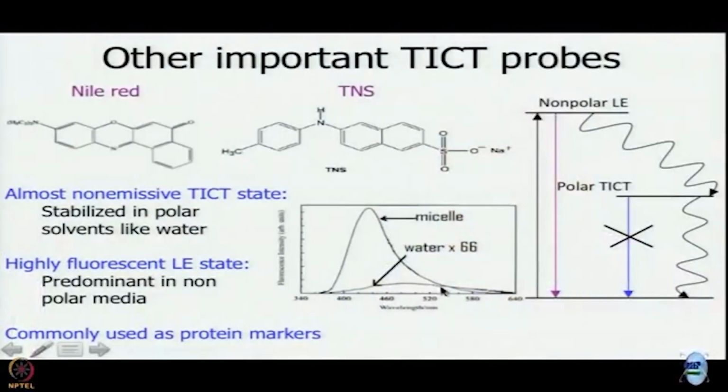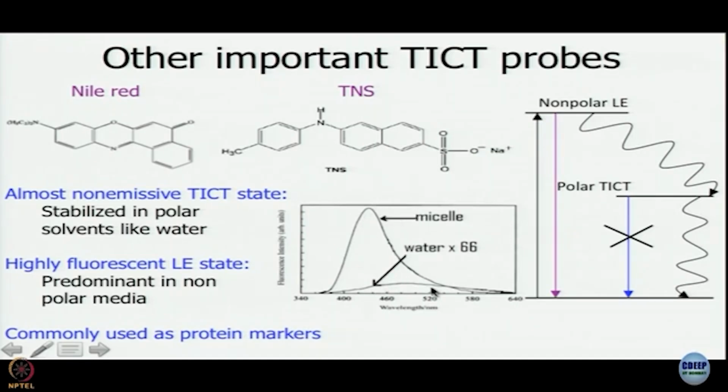And the idea is, and you can see this is the data that we recorded, I think when I was a PhD student or something. I think this is ANS or TNS, I forgot, maybe ANS. So, this is the spectrum in water, but multiplied by 66. If I do not multiply by 66, it will be a baseline, right. And you see when we put it in micelle, there is a huge increase and there is a blue shift.